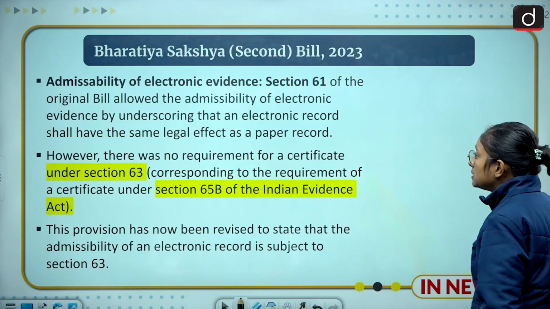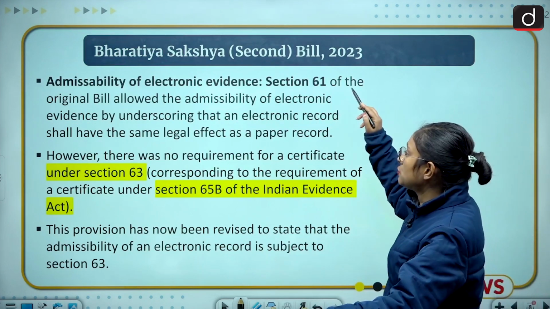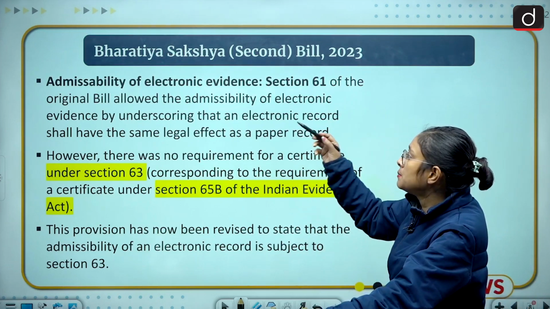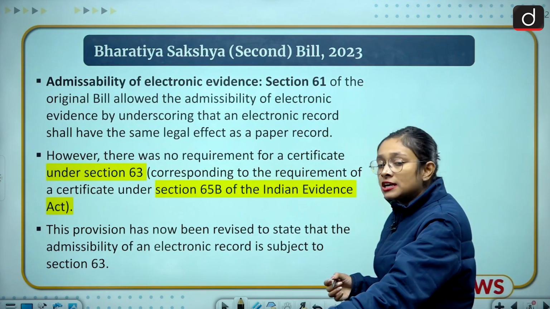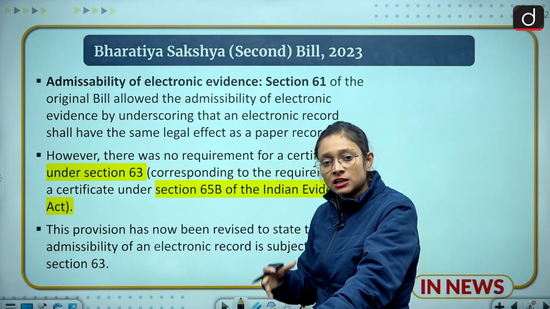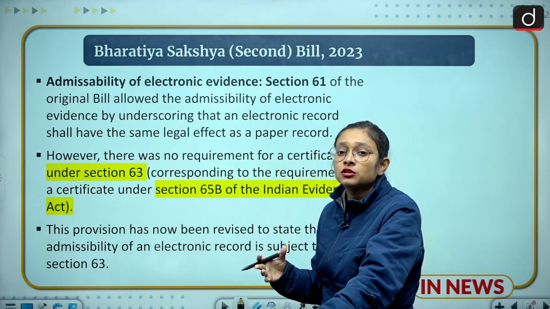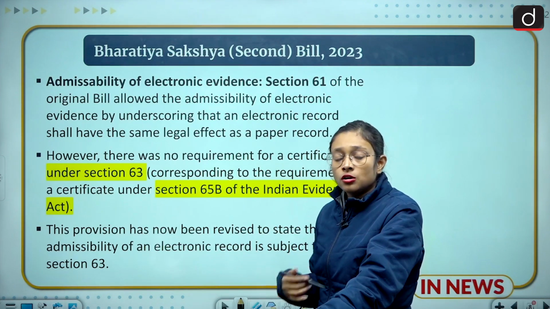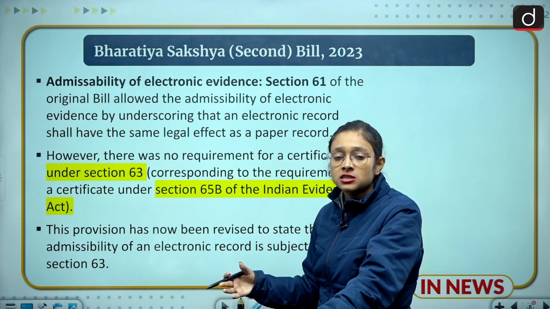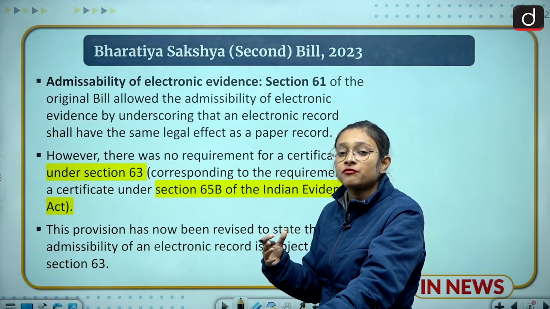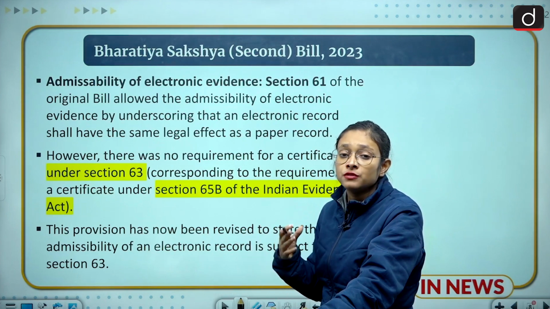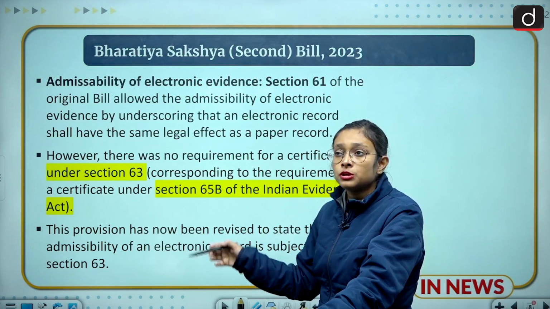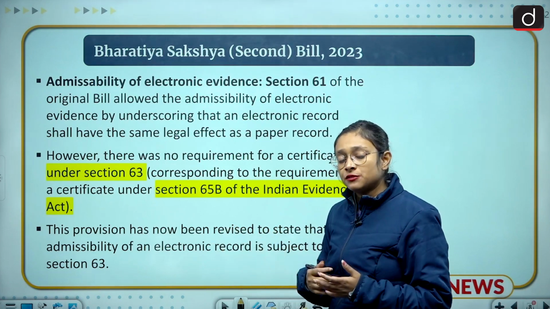Moving to the next bill, which is the Evidence Second Bill 2023. There is only one change made to this, which is the admissibility of electronic evidence. Earlier you had to show a certificate, but later it got changed so that you don't have to show the certificate for electronic records or electronic evidence. So right now also you don't have to file a certificate for electronic evidence like audio or visual. You can directly show the evidence, and you don't have to indulge in the matter of certification and everything.